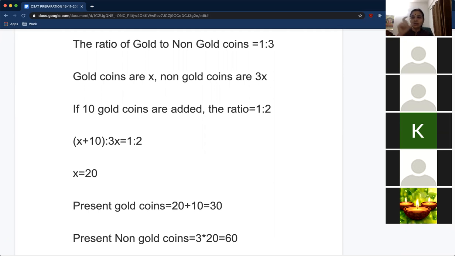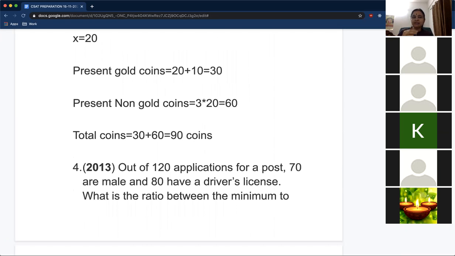Now the total number of coins is what the question asked. In our hurry, we got x is equal to 20, and options will be given very trickily so that 20 will be there, and we will mark 20. We have to read the question carefully. So 30 plus 60 is 90.